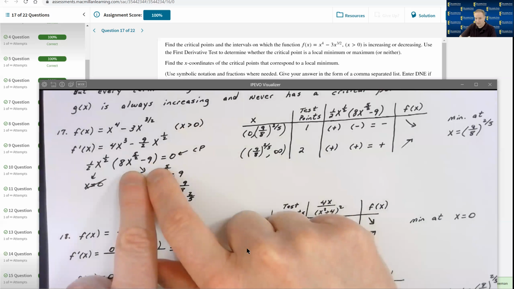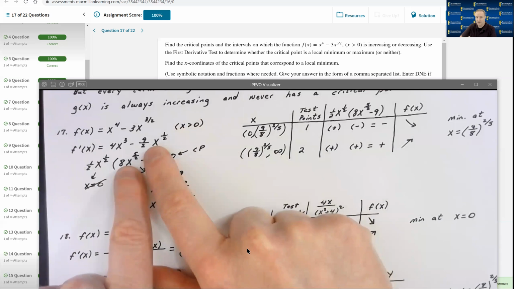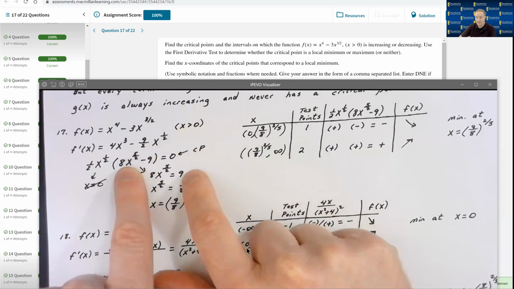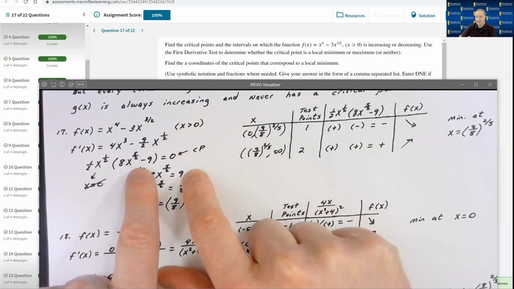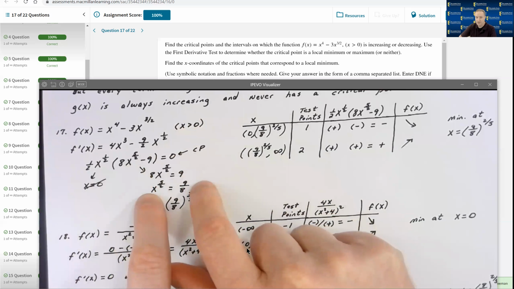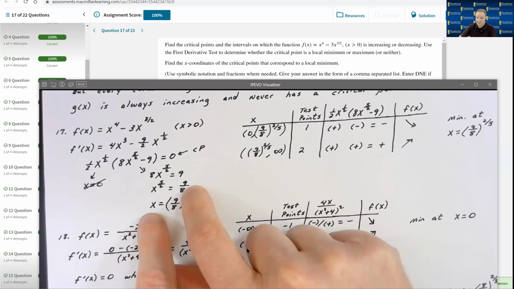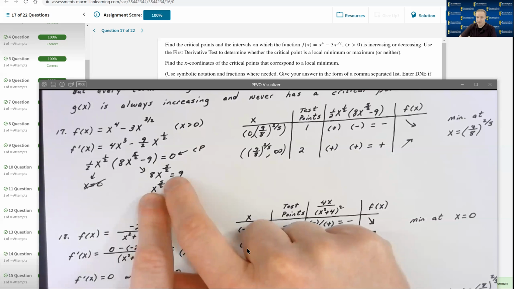And I said, well, all right, the second factor would equal 0 if 8x to the 5 over 2 was equal to positive 9. And then that tells me that x to the 5 over 2 would equal 9 over 8. And then the way that you solve this out, the way you have to get rid of the 5 over 2 power.